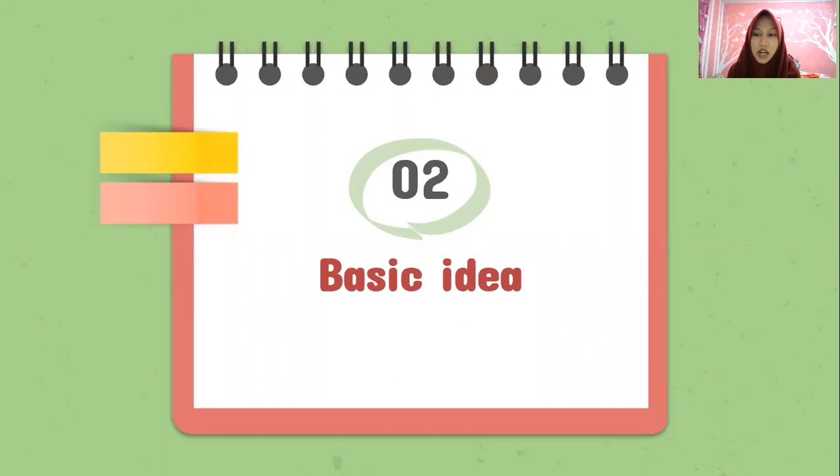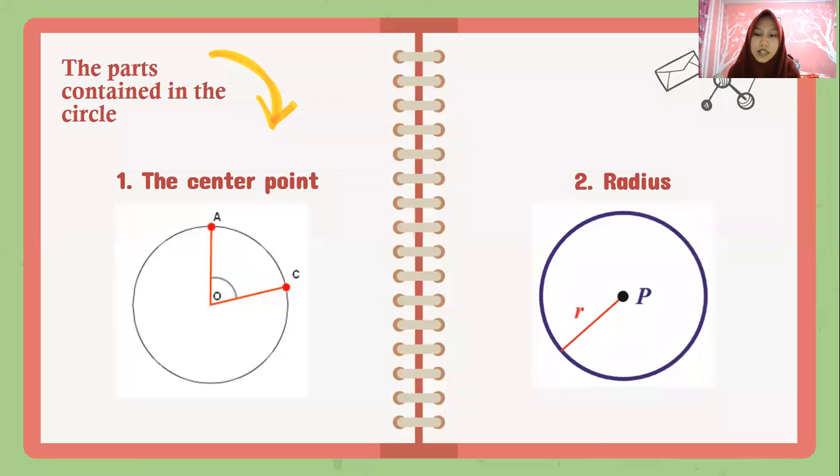The second thing we are going to talk about is the basic idea. For a flat shape like a circle, we can calculate the area of the circle, the circumference, and so on. Before that, we must first know the parts contained in the circle. The first is the center point. The center point is the middle point of the circle, where the distance from that point to any point on the circle is always fixed.